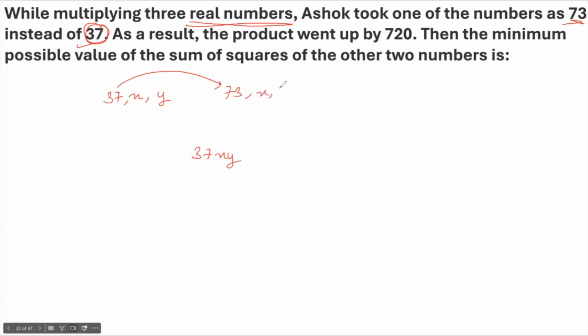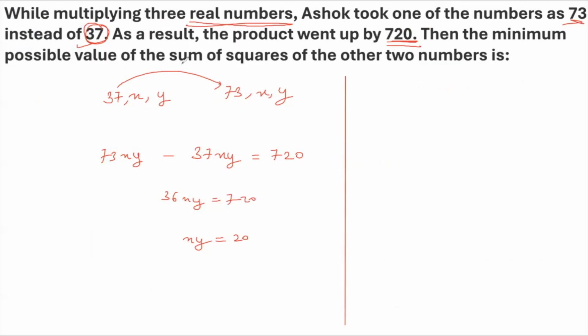So the other two numbers are x and y. The product he's calculating is 73xy. And as a result, the product went up by 720. So 73xy minus 37xy will be equal to 720. This gives me 36 into xy is 720. Dividing both sides by 36, x into y is 20. They're asking me the minimum possible value of sum of the squares of the other two numbers. Other two numbers, I have assumed them as x and y.